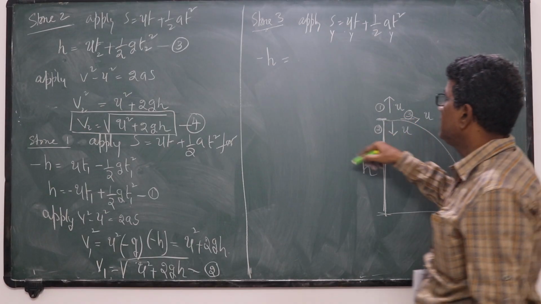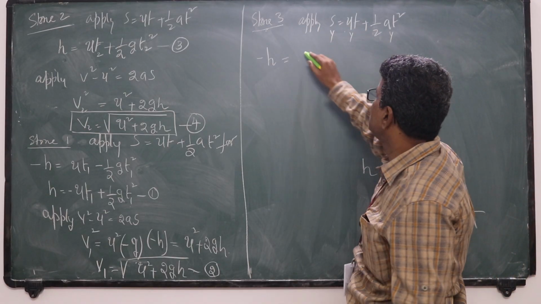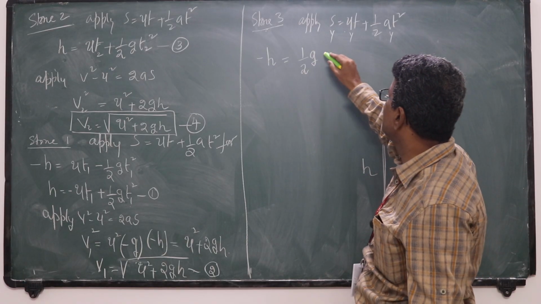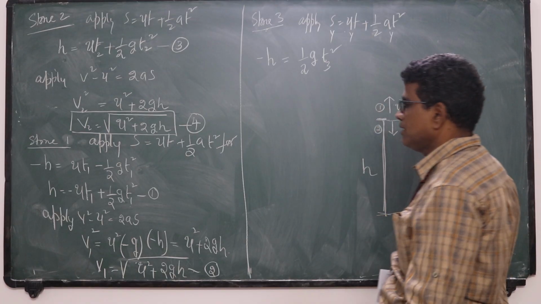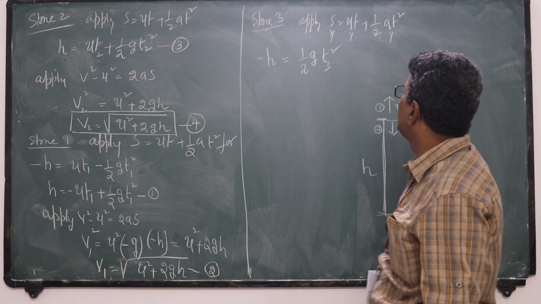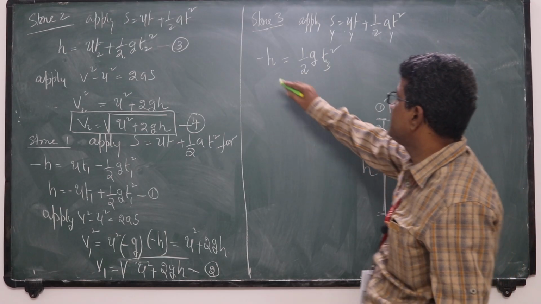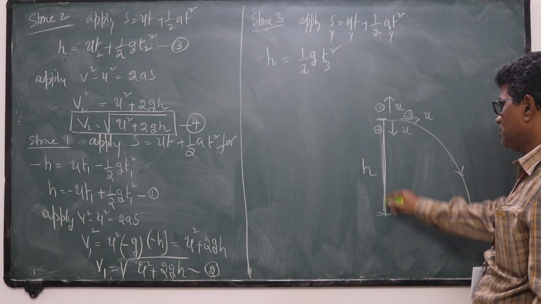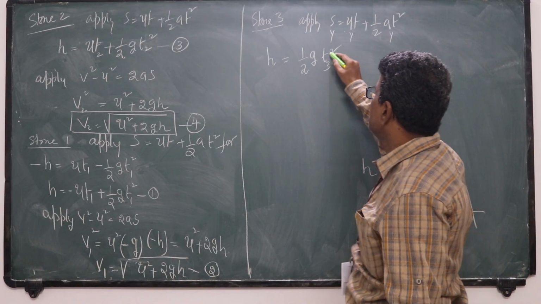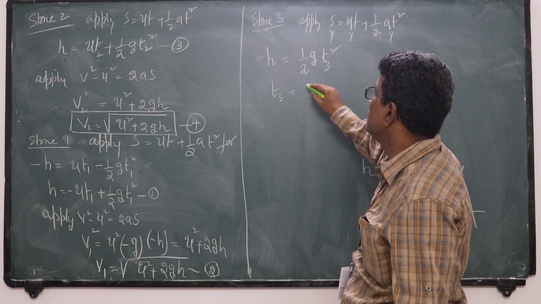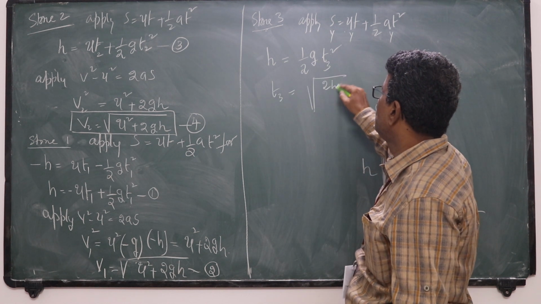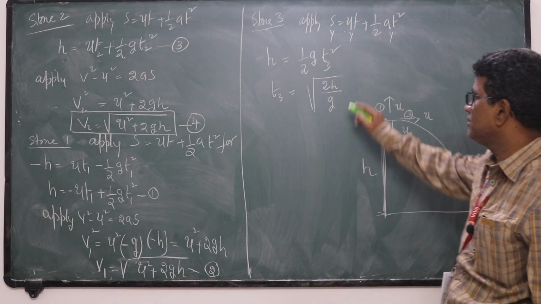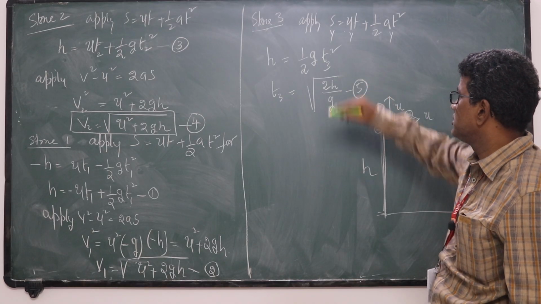Vertical displacement is minus h, and half g, vertical direction is g, t square. Let it be t3 square. Since we are projected horizontally, vertical displacement is h. So t3 is equal to the square root of 2h by g. This is t3. You call it equation 5.